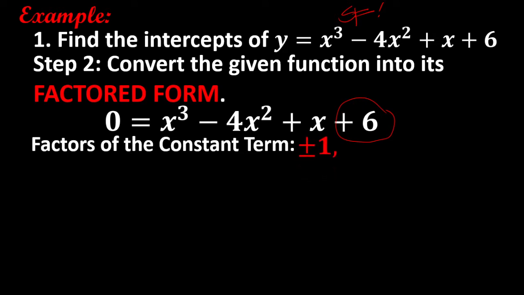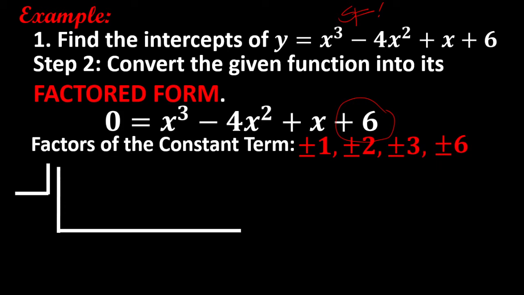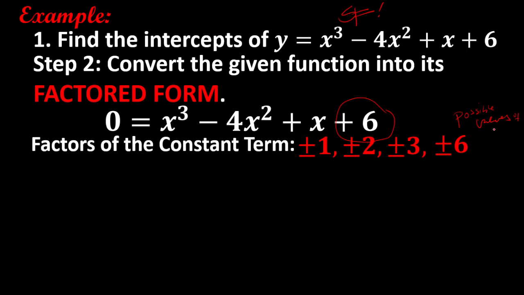Say we have positive negative 1, positive negative 2, positive negative 3, and positive and negative 6, correct? So from there, these are now the possible values of x. Okay? So if these are the possible values of x, kuha ka ng ita-trial and error mo para mahanap mo agad yung factored form ng given equation or function. Okay? Say, ano ang pinakamadaling factor dyan? So, positive, negative 1. Mag-start ka sa 1.